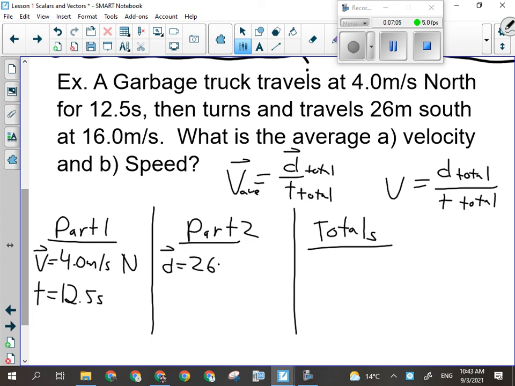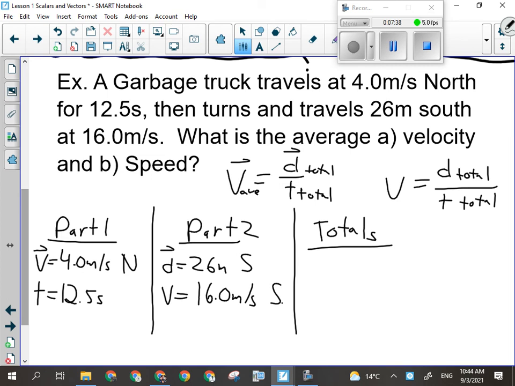Displacement is 26 meters south at 16 meters per second. V, D, or T? V. All right, so we need to look at our units so we know what exactly I'm being given. And that would also be south. They don't outright say that, but because I was displaced south, my velocity has to also be south.